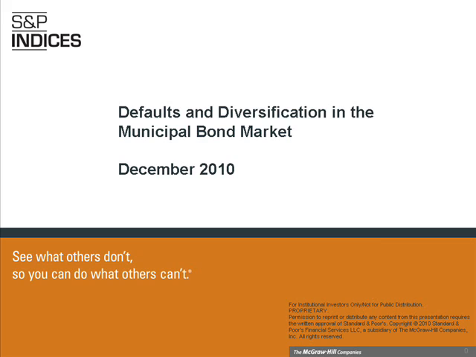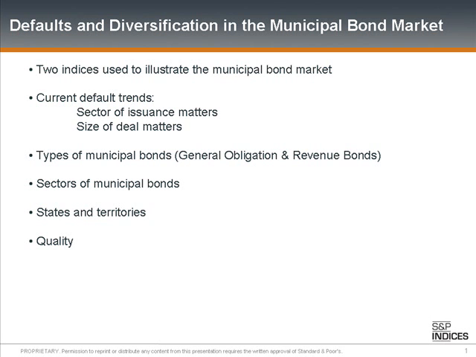Hello, this is J.R. Rieger with a special Rieger Report, Defaults and Diversification in the Municipal Bond Market. To illustrate the municipal bond market, we're going to be talking about two different indices. We're going to talk about current default trends. Sector and size of the deal seems to make a difference.